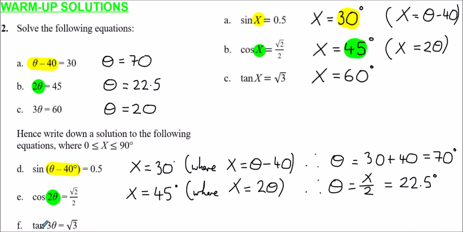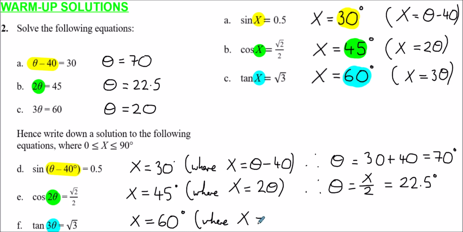Same for F. And so for F, we can just call this tan of big X equals root 3, like we did for question 1. So if I just replace 3 theta and think of that as big X, we can see that big X would just need to be 60 degrees, where of course big X equals 3 theta. So if we write this down here, we can just say, well, X needs to be 60, where we're calling X equal to 3 theta.